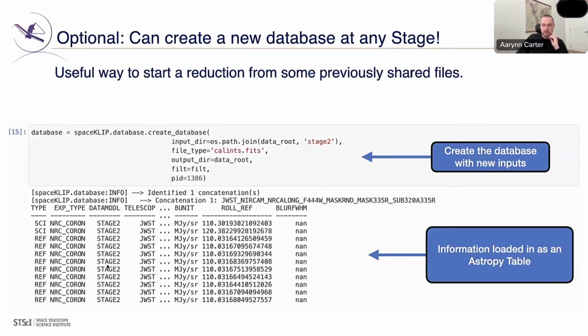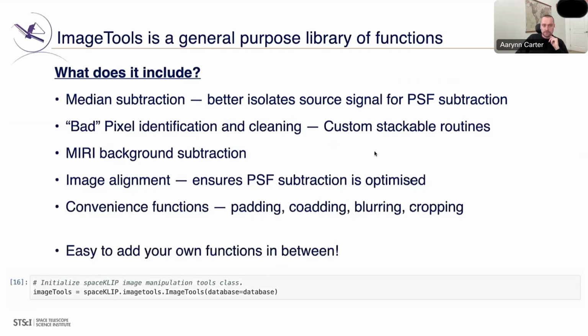But you can see some of the information has changed. It now knows the data is at stage 2. It knows what the units of the image are, and some other things that are hidden in this. It's a short printout.